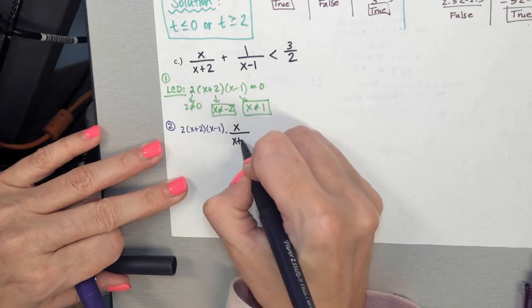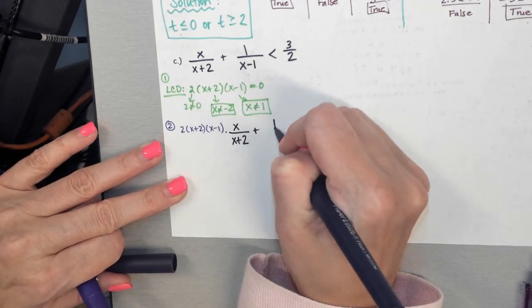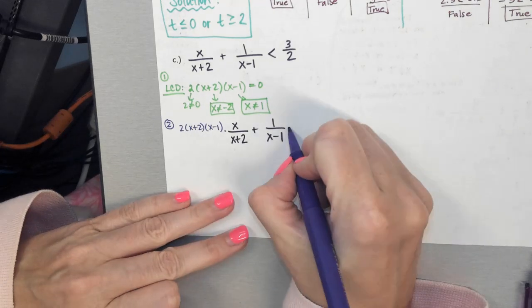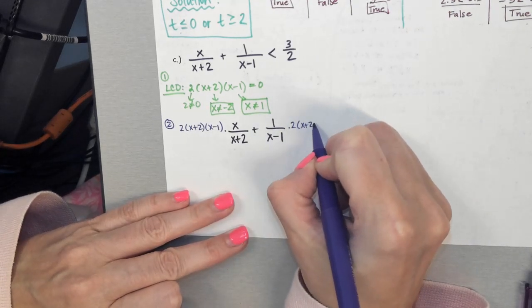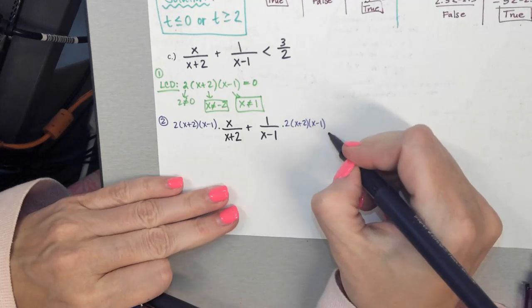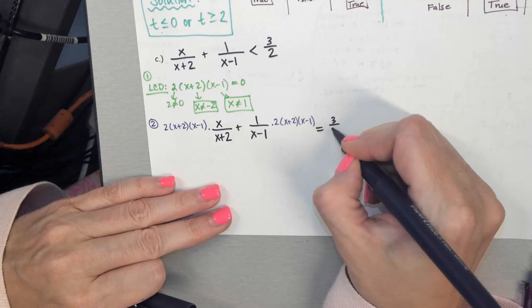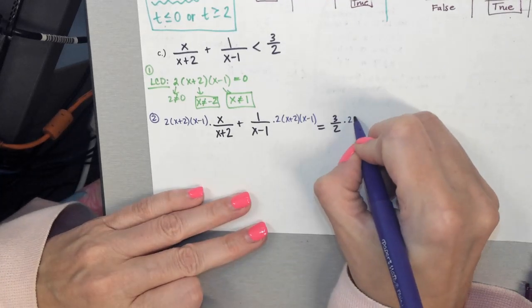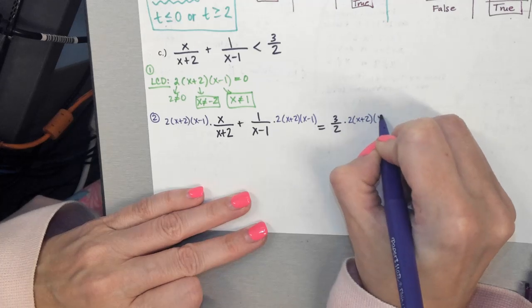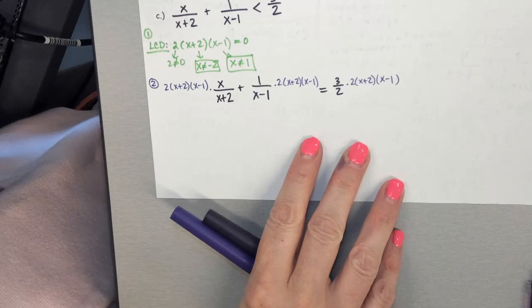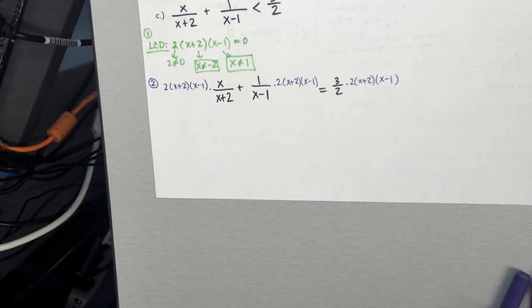So by x plus 2. We have to multiply the second one by the LCD. Okay, and we can change that to the related equation. Okay, and now we can cancel and solve. So I want you to give that a try.